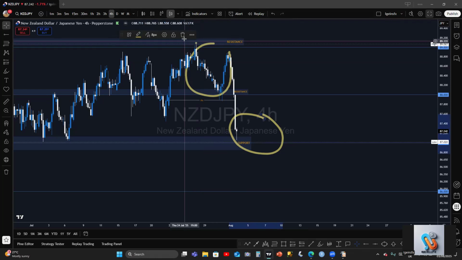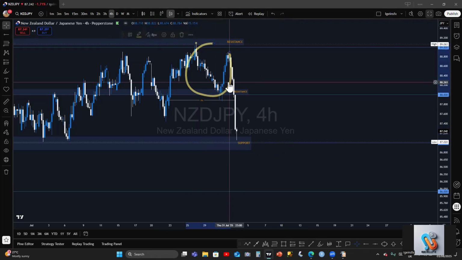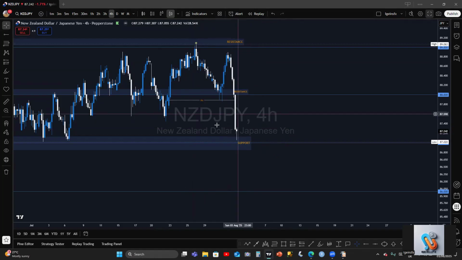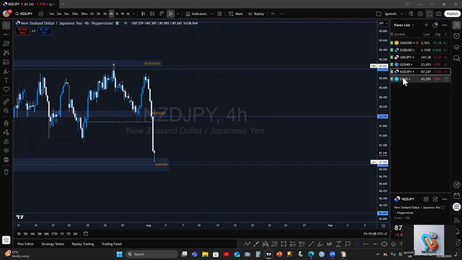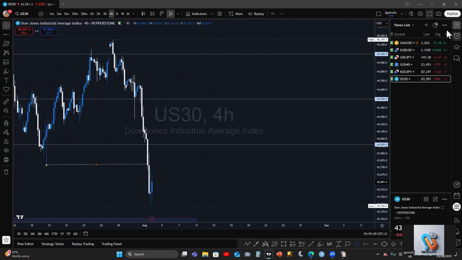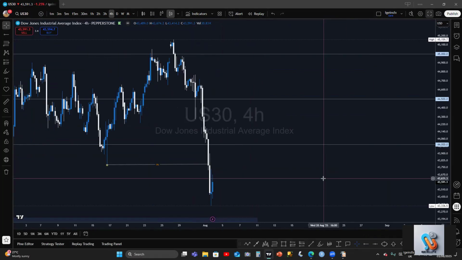I will now know, okay, I want to start looking for a buying opportunity. So that is how it is, guys. As far as I'm concerned, I'm just going to wait for a confirmation before I make any decision here. So that is all for NZD JPY. The last but not the least is US 30.